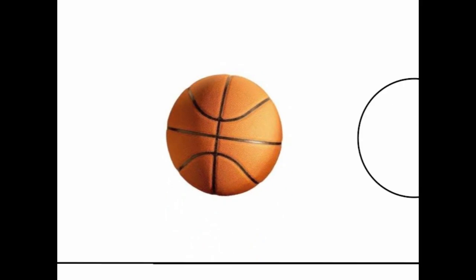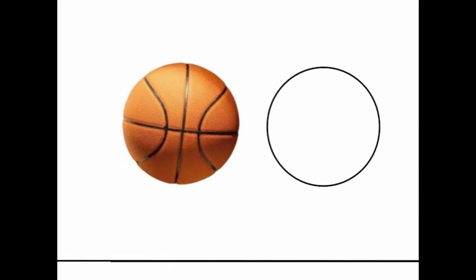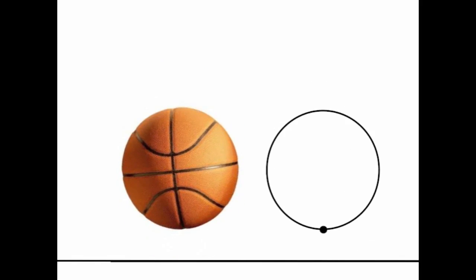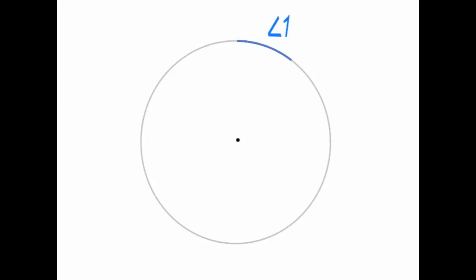Dribbling a basketball is an example of a point of tangency. The point of the basketball which hits the ground is a point of tangency, tangent to the ground. A basketball court is also an example of a semicircle. The measure of the arc formed by two adjacent arcs is the sum of the measures of these two arcs. So you can basically add two arcs together.